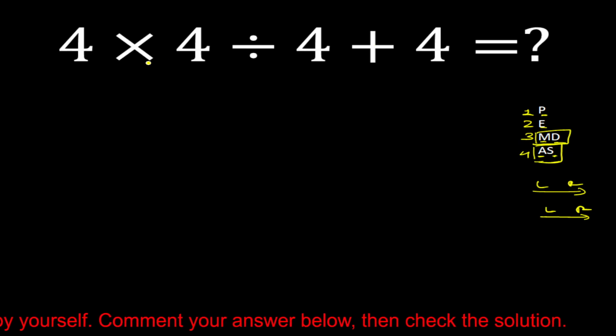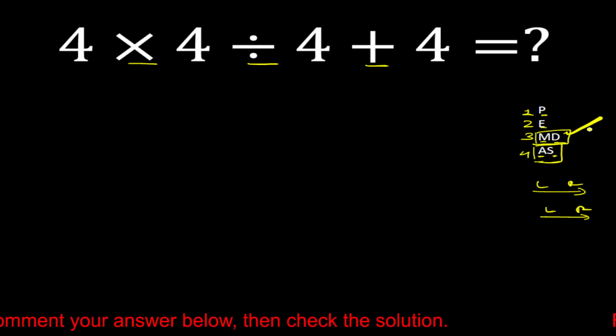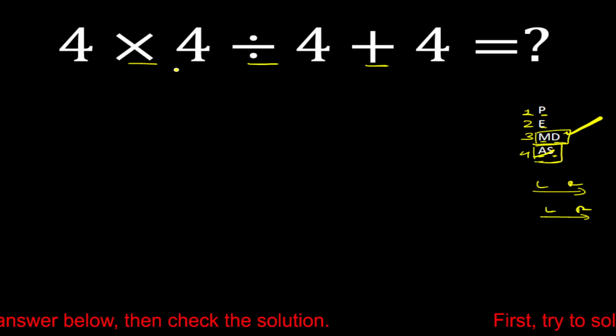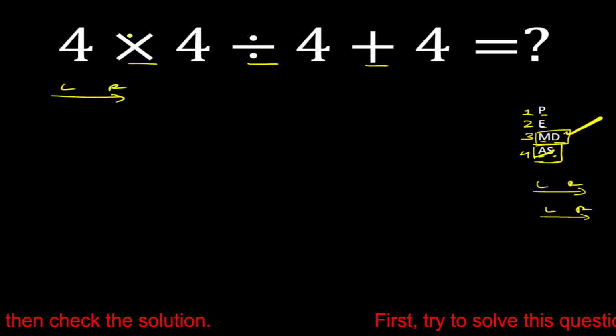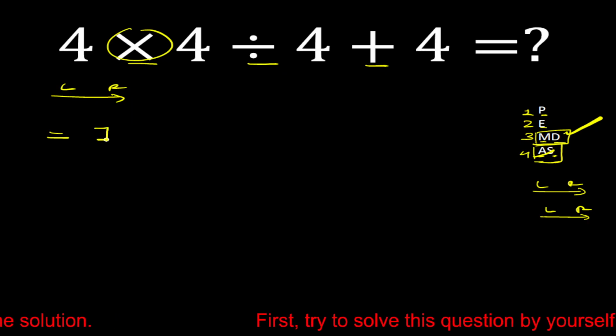Okay. So here, one multiplication, one division, and one addition. So first we have to solve multiplication and division, then we have to solve addition. Multiplication and division both have equal priority, so we have to solve it from left to right. So first we have to solve this multiplication, which is 4 multiply 4 is equal to 16.